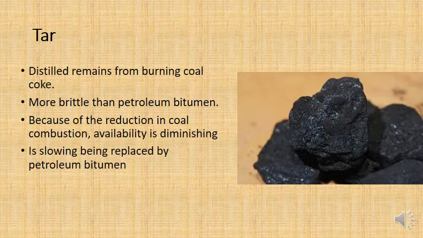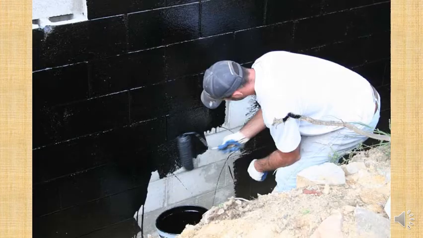There is one place tar is still being used, though, instead of petroleum bitumen. What is that? Well, it's used for waterproof paints. Tar gets a little bit harder than bitumen, and you can also make it runnier than bitumen, so it has less viscosity. And so what this man there is doing, he's painting a foundation basement wall with a type of tar paint. That's why it's that black color.